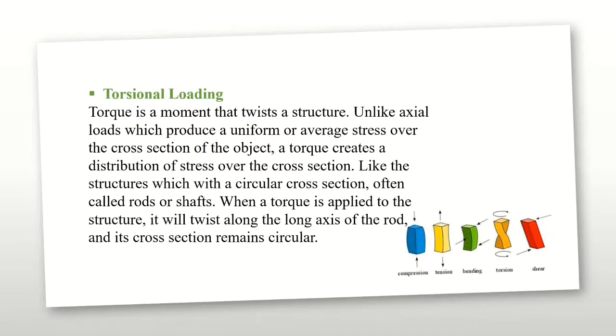Torsional loading. Torque is a moment that twists a structure, unlike axial loads, which produce a uniform or average stress over the cross-section of the object. A torque creates a distribution of stress over the cross-section, for example in a structure with a circular cross-section, often called rods or shafts. When a torque is applied to the structure, it will twist along the long axis of the rod and its cross-section remains circular.